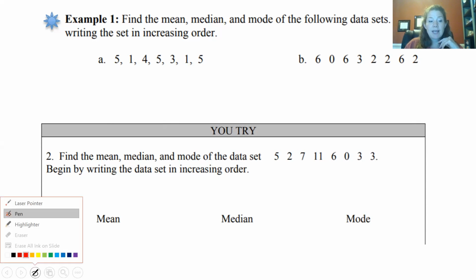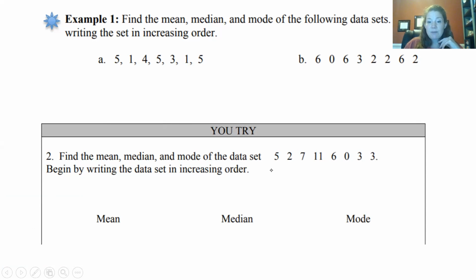Let me get my pen back. So we have a 0. All right, I have a 0, I have a 2, I have 2 3s, I have a 5, a 6, a 7, and 11. So let's count those. 1, 2, 3, 4, 5, 6, 7, 8.